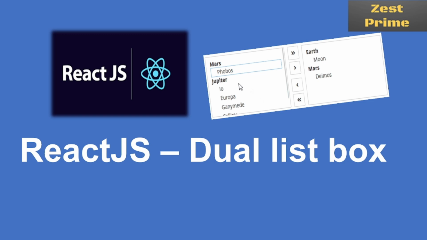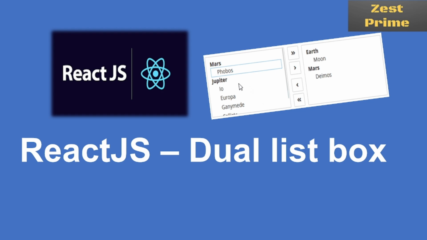As part of this video, we are going to see how to use React dual list box. So basically, we are trying to use one of the external libraries in a React.js functional component, and we are going to see how to integrate dual list box into the React functional component. We are going to see that with an example.